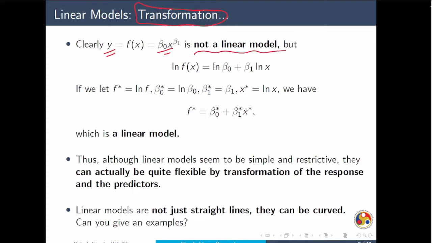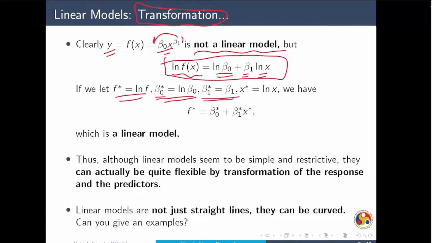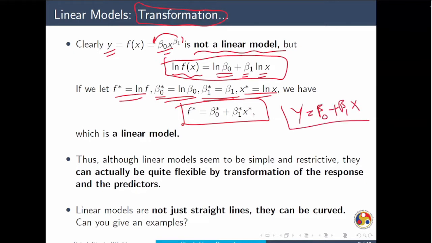Okay, now if you take a transformation, like I just take the log of y here, then log of beta naught, and this beta 1 will come out here, that is beta 1 log x. And if you don't like this as a linear model, just take the transformation like y star equal to log of y, beta naught star equal to log of beta naught, and beta 1 star equal to beta 1, and similarly. So you have the familiar model of y equal to beta naught plus beta 1 x type. So this is a linear model.